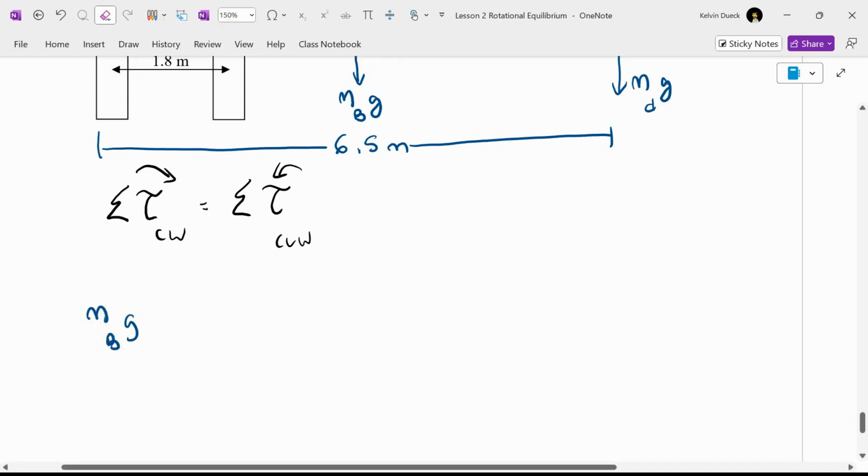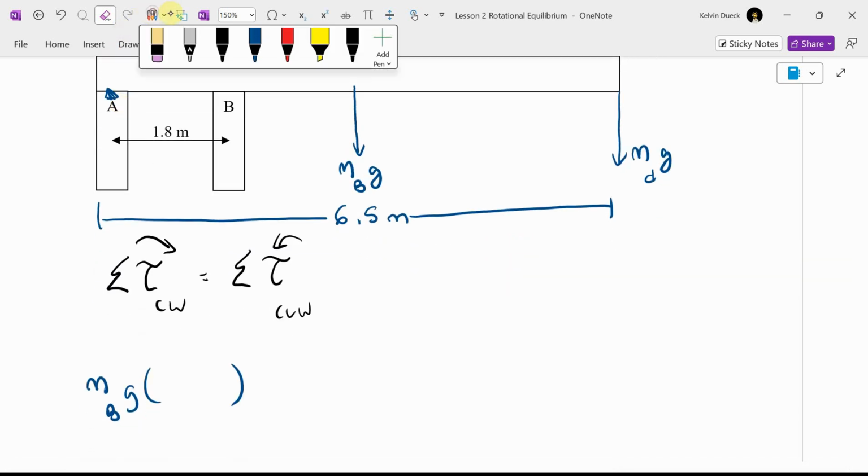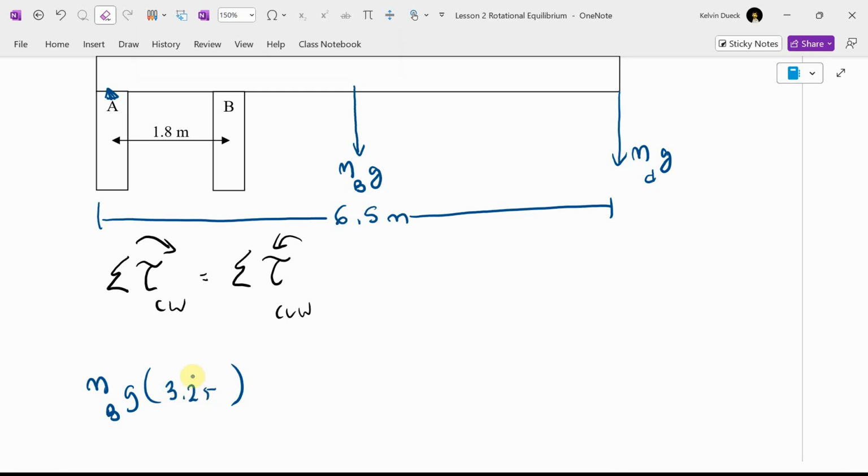Mass of the beam g times, how far is the beam from the pivot? How far is the mass of the beam from the pivot? Sorry? You're telling me that this distance right here is 6.5? How far is the mass of the beam from the pivot? How'd you get that? Oh, center of mass. If I know the whole beam, center of mass. Oh, okay, so that worked well. 3.25. That's one clockwise torque.